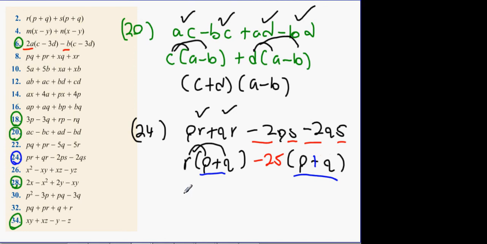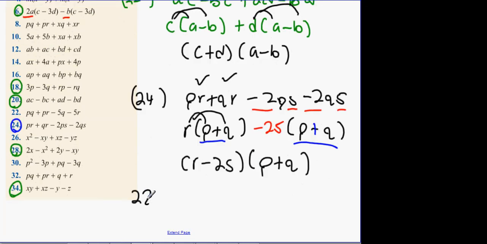Now what happens next? R and 2s in the same bracket. And then p and q, plus q. Alright? Now, number 28. This is a tough one. I'm going to see. Who should I pick? We'll go for Andrew. Andrew! Let's go, try this one now.